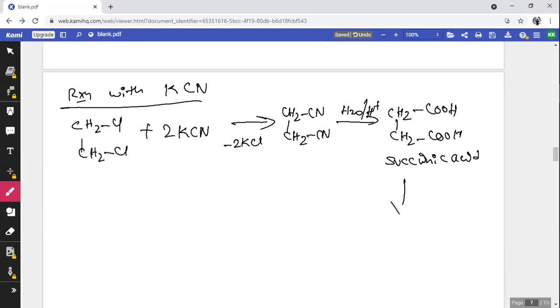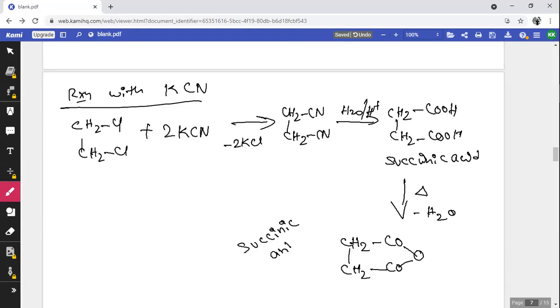And this succinic acid on heating loses a molecule of water, going to form a cyclic compound, CH2COOCOCH2. The name of this compound is succinic anhydride.